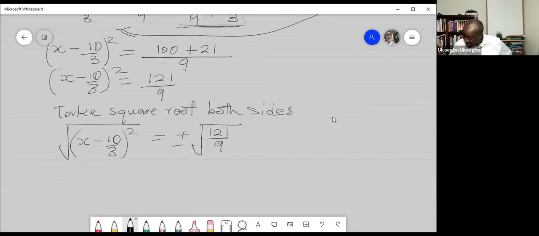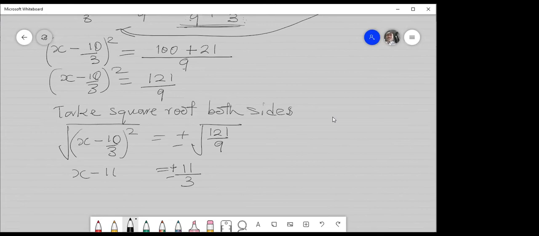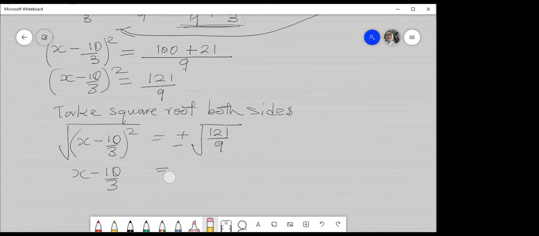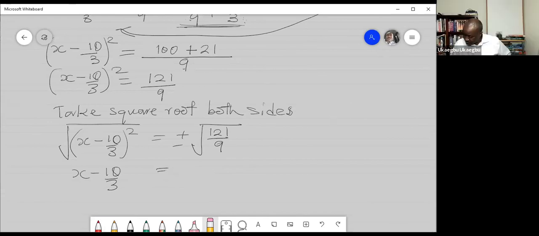So your right hand side is 11 divided by square root of 9, which is 3. So you have plus or minus 11 over 3. The left side is x minus 10 over 3. All right? Yes. All right. So, hold on. Plus or minus 11 over 3.